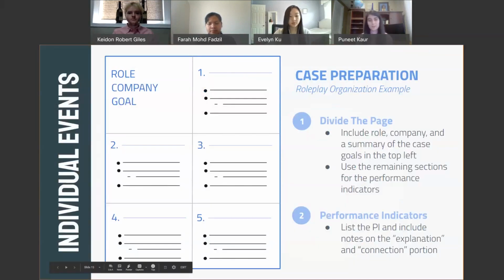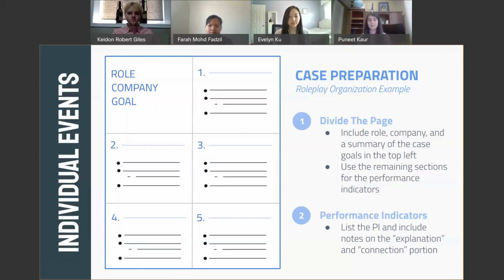All right, so just quickly walking through case preparation here. For individual events, there's a different way you can set up each of your role play papers. You can make notes many different ways. This is just one classic way that we recommend doing it. There's going to be around 5 different PIs, so we recommend dividing the page into 6 different sections.